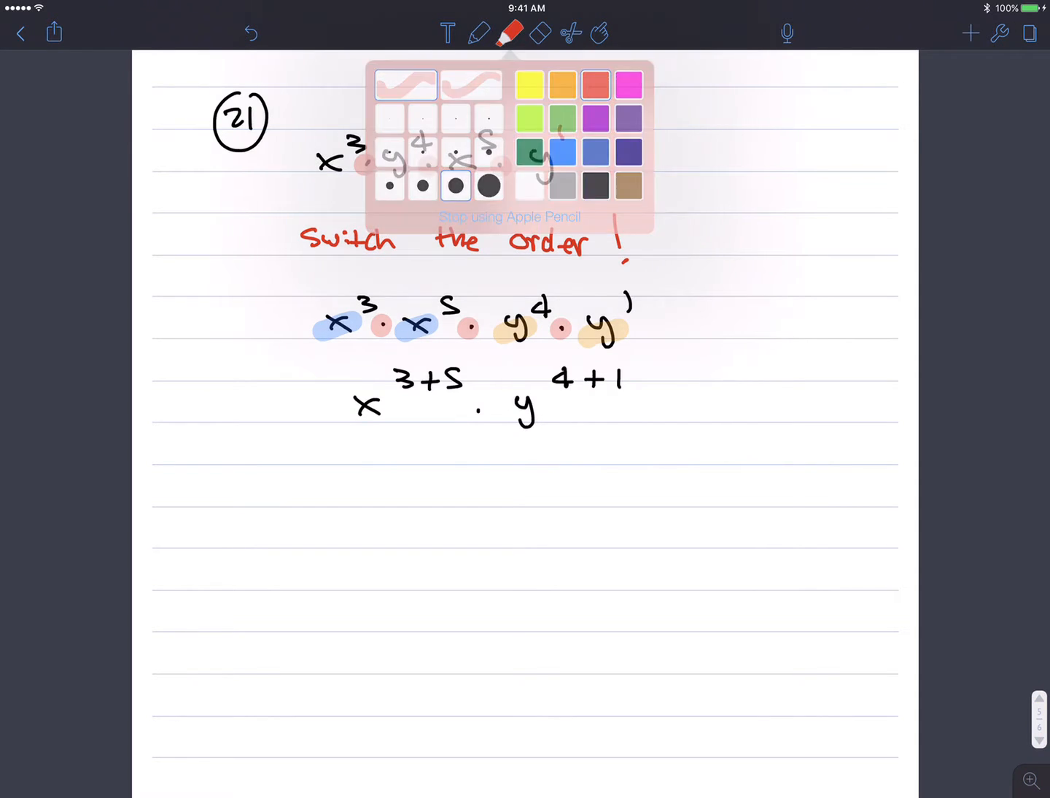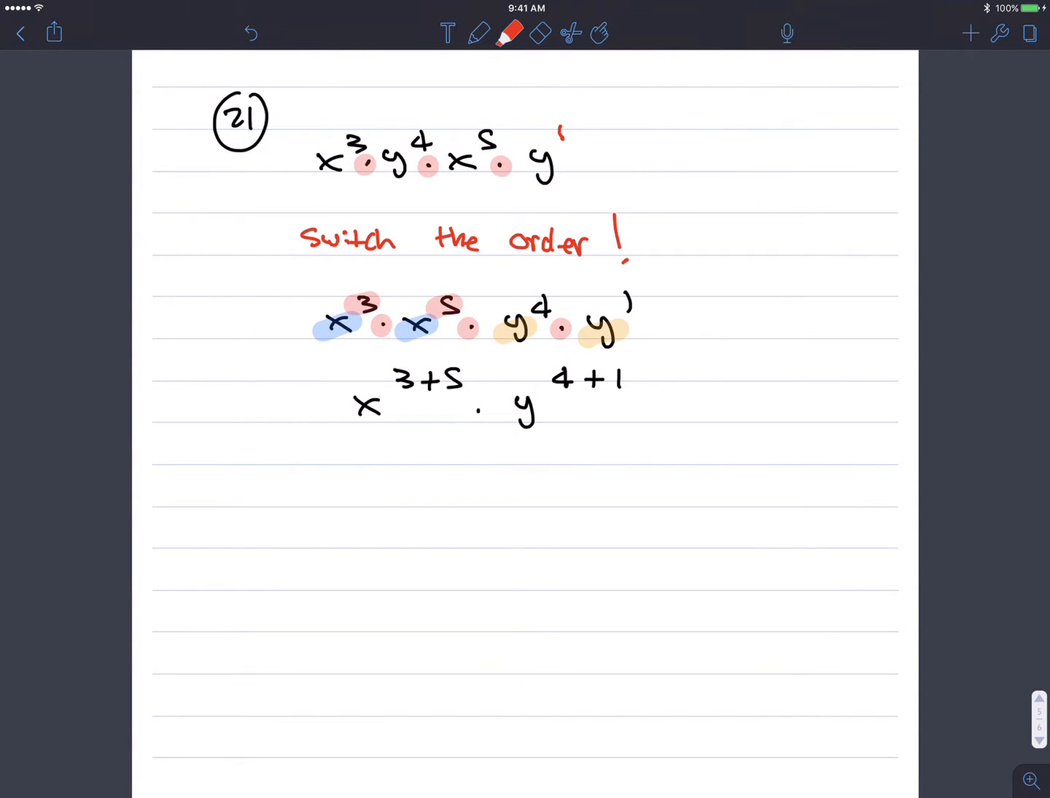So go back, power 3, power 5, 3 plus 5. Power 4, power 1, 4 plus 1. This gives me x to the 8th power times y to the 5th power. And we're done. You may see in the back of the book that there is no multiplication sign. You already know by default, if there's no sign there, that means to multiply. And we're done.